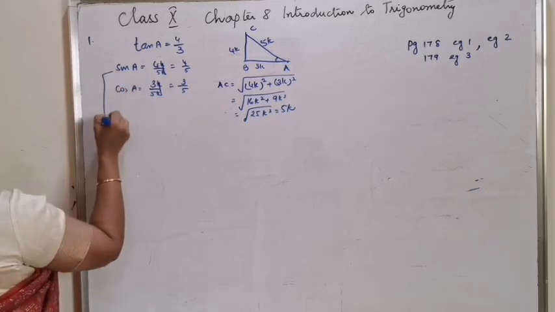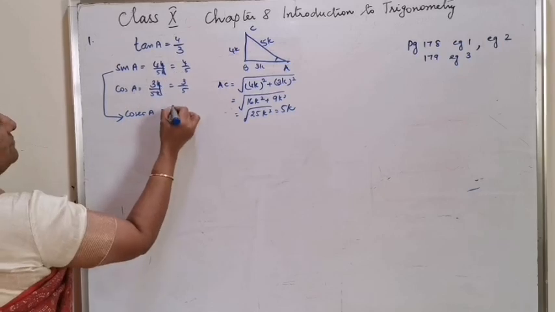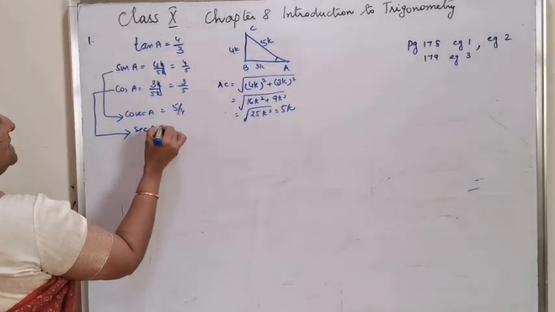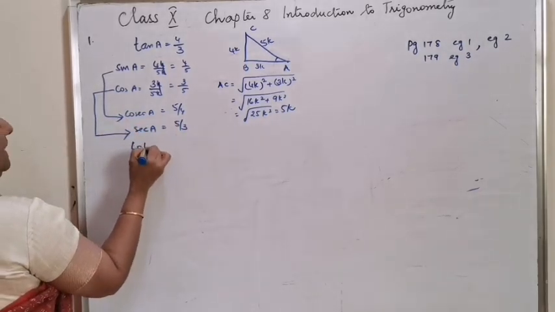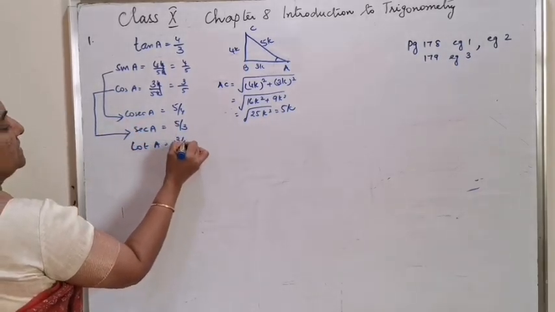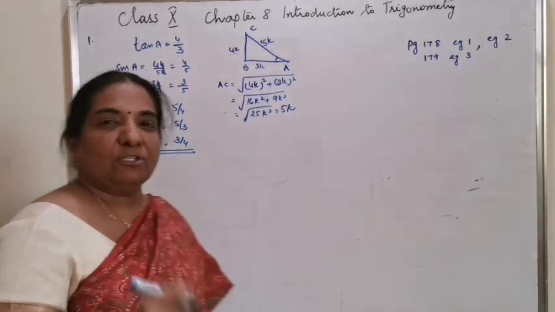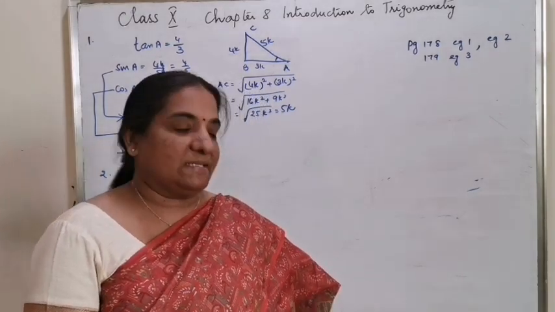Now the reciprocals. Reciprocal of sine is cosec A, which is 5 by 4. Reciprocal of cos is sec, which is equal to 5 by 3. And reciprocal of tan is cot, which is equal to 3 by 4. I selected all the worked out examples together so you can revise the topics once again.